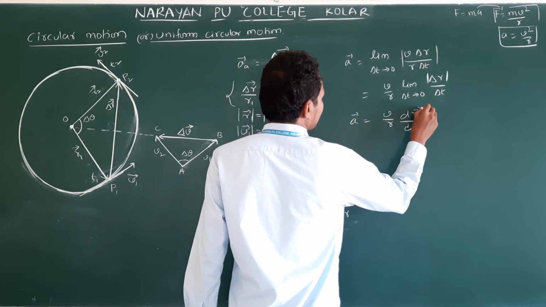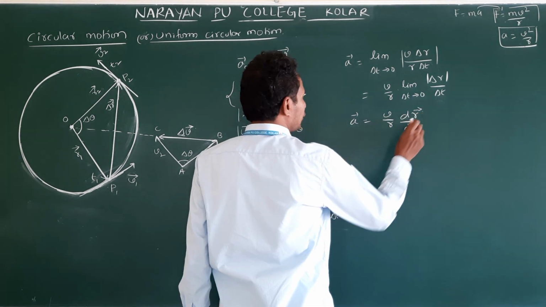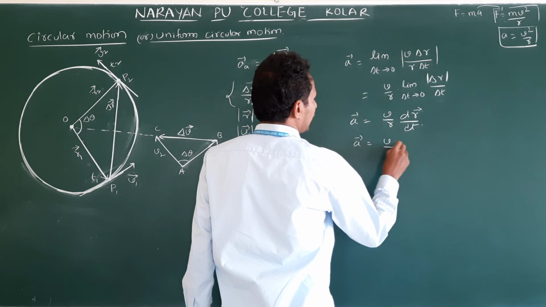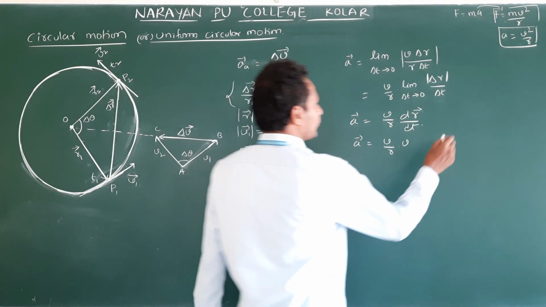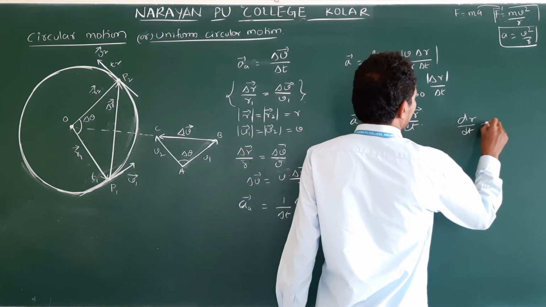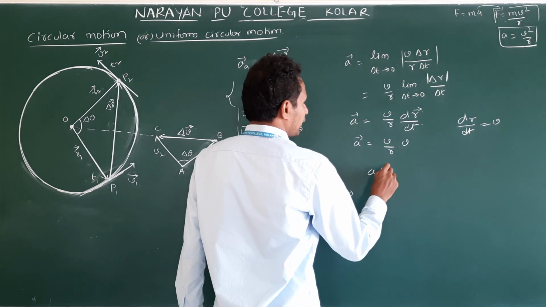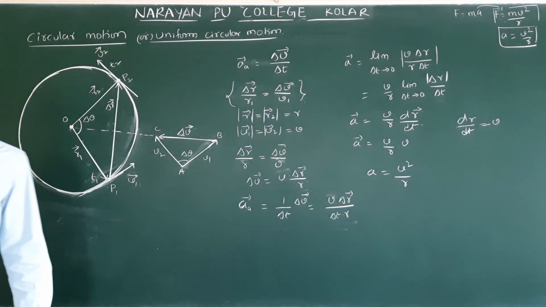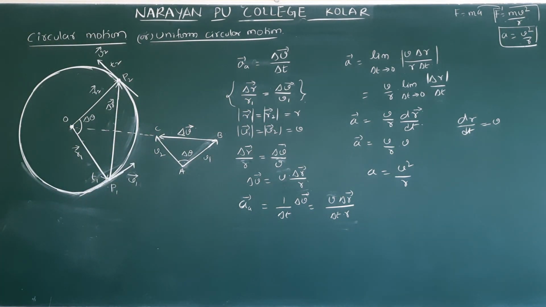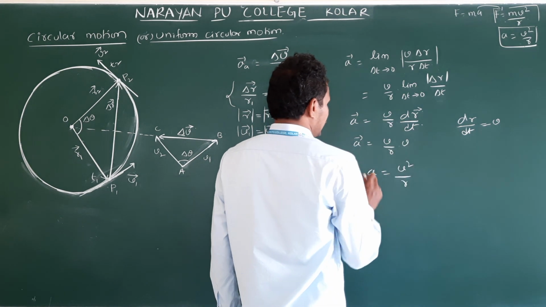And what is this? Rate of change of position. Rate of change of position is what? It is velocity. dr by dt is velocity. So already velocity, it becomes velocity into velocity, square. Then A is equal to v square by r. A is equal to v square by r. Understand?